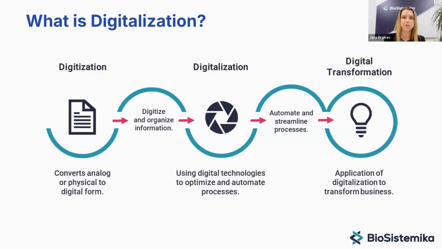If you're using digital technologies to optimize processes or automate them, this is called digitalization, and you're doing optimization. And then digital transformation means that you apply digitalization to transform business. So your business actually works in a different way. Perhaps you have different business models, etc.